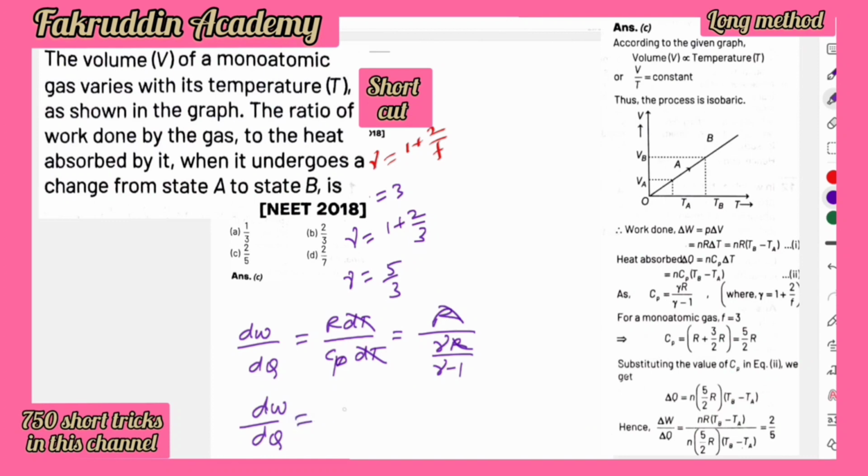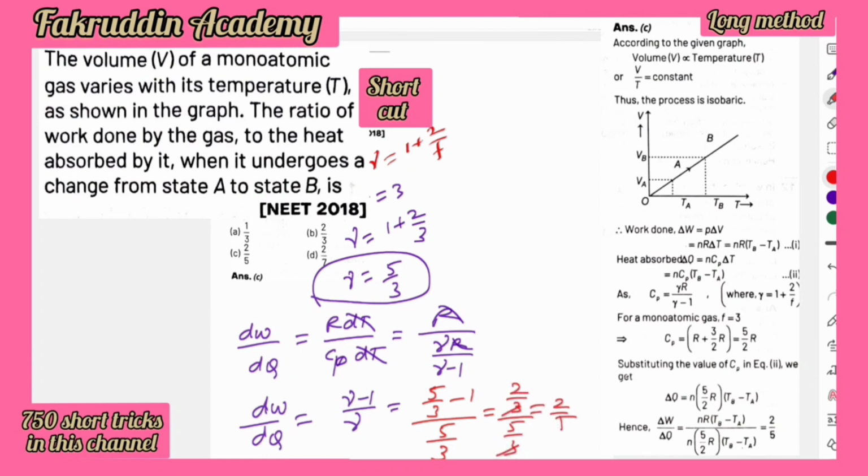Therefore we can cancel out R here, and finally there is a shortcut formula ready to solve here, that is dW by dQ is nothing but gamma minus 1 by gamma, and gamma we got 5 by 3. So we write 5 by 3 minus 1 by 5 by 3, so it is nothing but 2 by 3 by 5 by 3, so 3 gets cancelled, so 2 by 5 is going to be our answer. Therefore the shortcut formula to solve these type of problems is this one. See the textbook method, which is very large. Instead of that, you can just apply this shortcut method. You can get the answer in fraction of seconds.